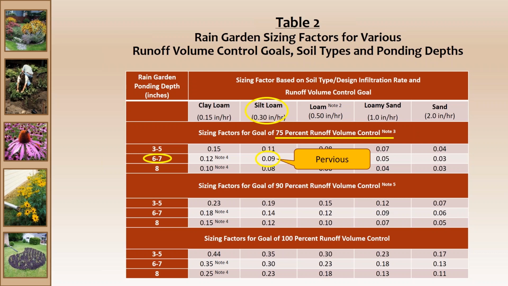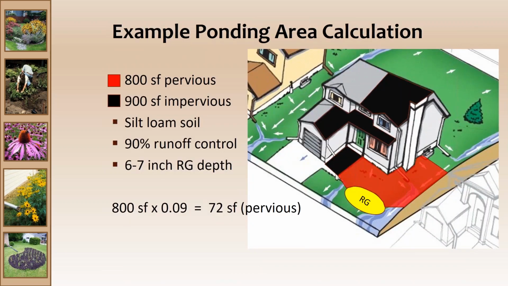So for the impervious surface, you have to pick your target, but for the pervious surfaces, you always use 75%. In this case, we're using the 6 to 7 inch rain garden depth. So for the pervious area, you pick a factor of 9. And what that means is it's 9% times the square feet of the pervious surface. So that 0.09 times 800 is 72 square feet. That's just for the pervious part, or the red on the map here.